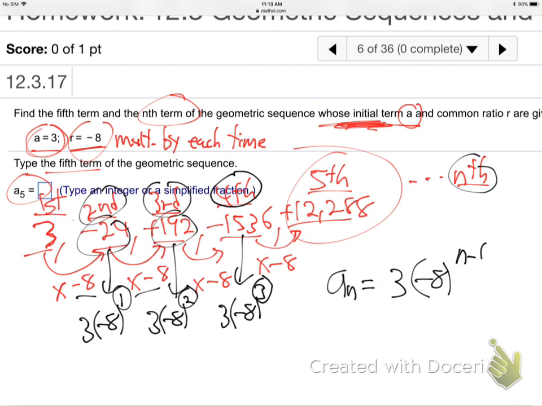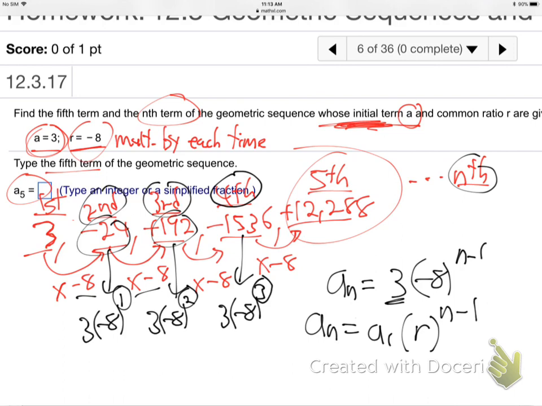Having done that, let me give you the general formula by which we will always find all these geometric ones. It's a sub n is, what is this? This is the first term times the ratio to the n minus 1 power. Okay. Yeah, that's what it'll always be.